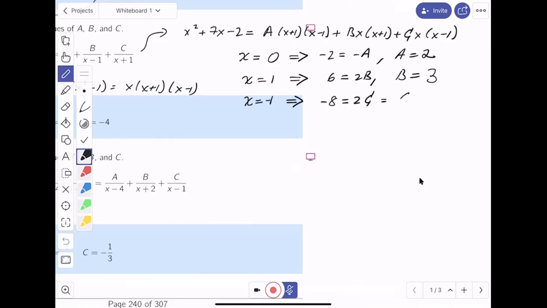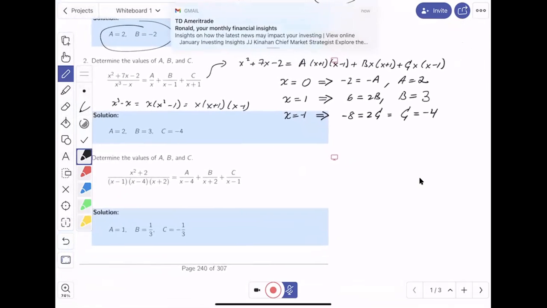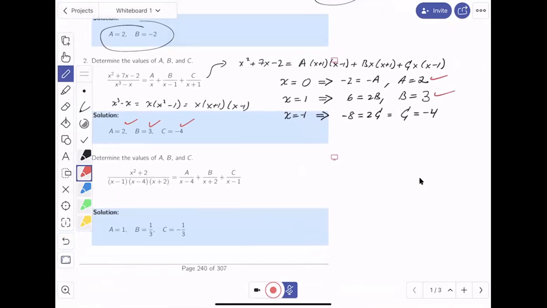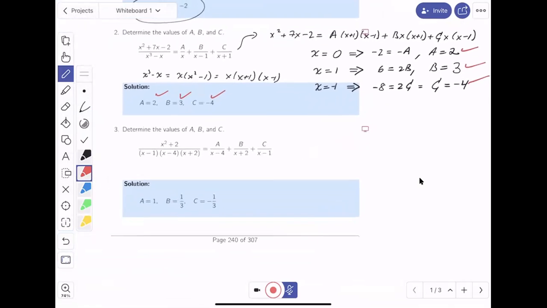Mistakes do happen, by the way, but that's why we give you a key. Minus 4. Let's see how we did. Did we get it all right? A is 2. I got that right. B is 3. I got that right. And C is minus 4. I got that right. All right, let's go to number 3.